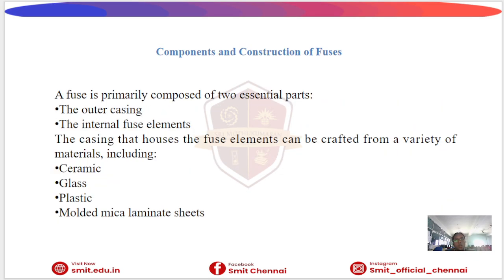Then components and construction of fuses. A fuse mainly consists of two parts: one is the outer casing, and the next is the fuse element. The outer casing protects the fuse element and is usually made of materials like ceramic, glass, plastic, or molded mica laminate. These materials provide insulation and heat resistance.